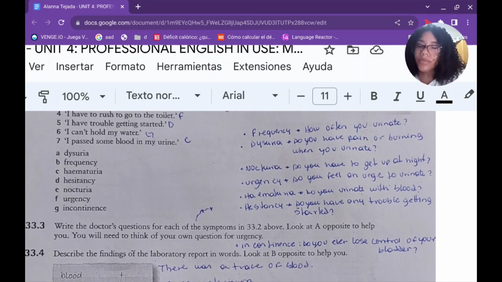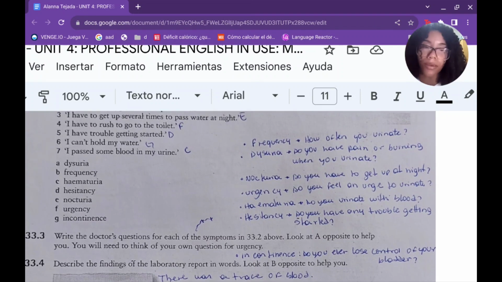3.3 Write the doctor's questions for each of the symptoms in 3.2 above. Look at A opposite to help you. You will need to think of your own question for urgency. Frequency: how often do you urinate? Dysuria: do you have pain or burning when you urinate? Nocturia: do you have to get up at night? Urgency: do you feel an urge to urinate? Hematuria: do you urinate blood? Hesitancy: do you have any trouble getting started? Incontinence: do you ever lose control of your bladder?